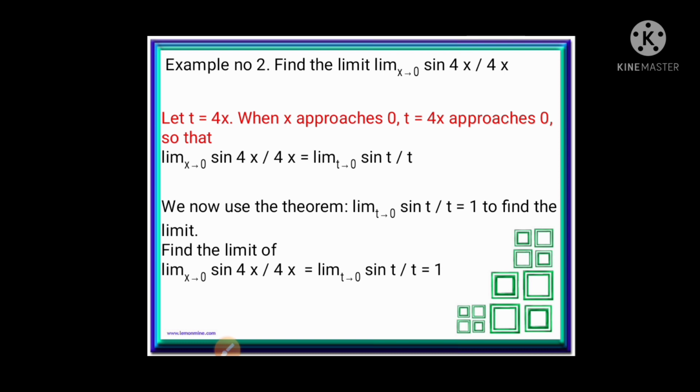We now use the theorem that the limit of sine t over t as t approaches 0 is equal to 1 to find the limit. So the limit of sine 4x over 4x as x approaches 0 is equal to the limit of sine t over t as t approaches 0, which is equal to 1.